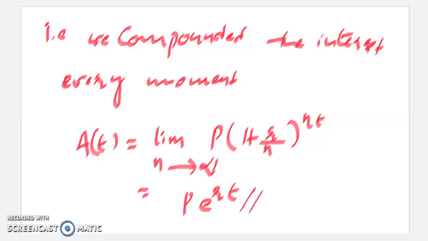This formula can be used if we compound the interest in every moment.